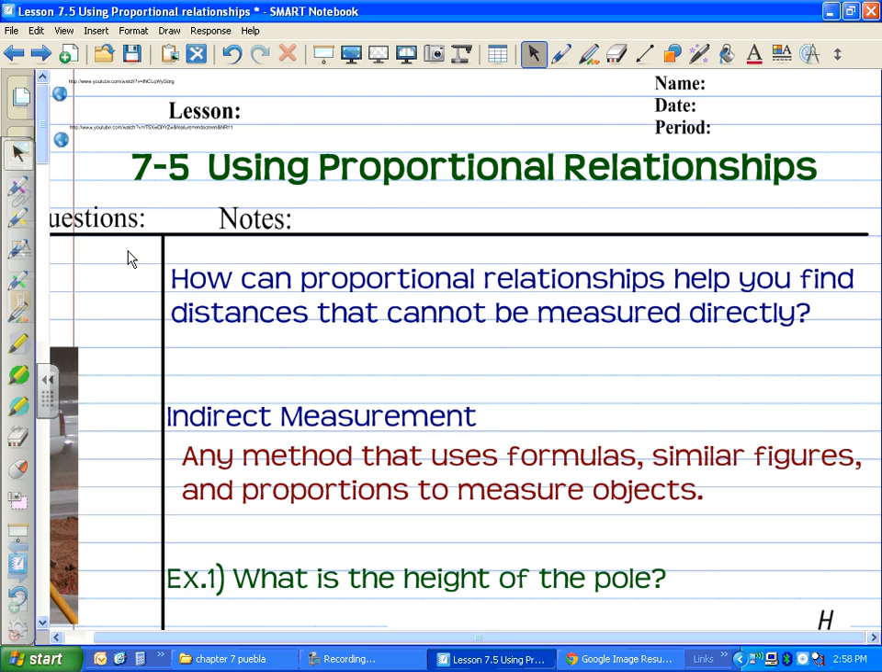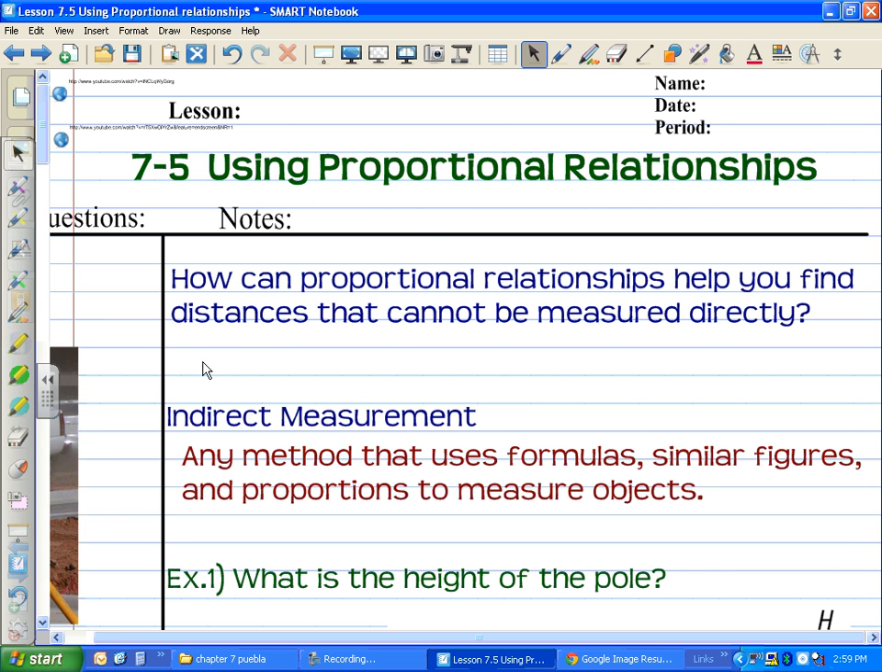How can proportional relationships help you find distances that cannot be measured directly? So here's the big question. How can relationships and proportions help you find distances that cannot be measured directly? Now, the big word here that I want you to know or think about, because we're going to do a ton of this in class afterwards, is indirect measurement. Basically this means any way that you use, whether it's using a formula, similar figures or proportions, to measure an object.